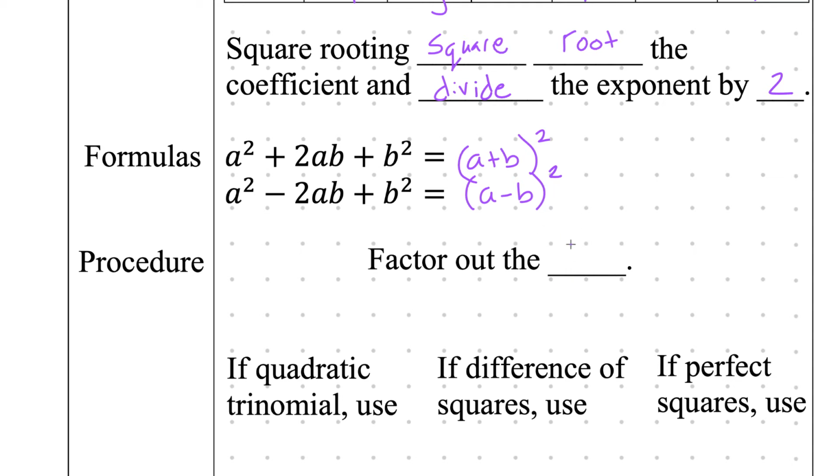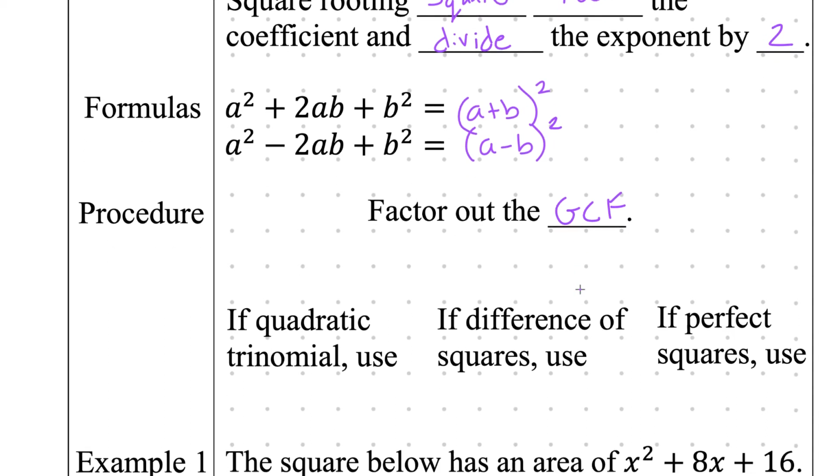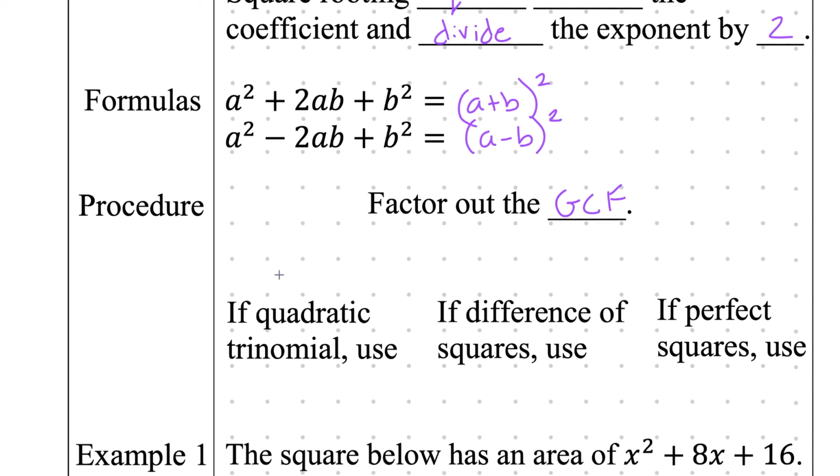Okay, this procedure. Factor out the what? What's always our first step? Always, Fernando. GCF. In a quadratic trinomial, I'm just going to make one up from yesterday, x squared plus 5x plus 6. That is a quadratic trinomial, quadratic meaning the highest degree of the exponent is 2. And trinomial meaning 3 terms, 1, 2, 3.